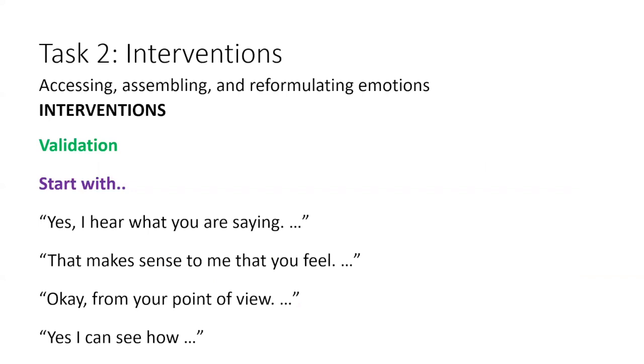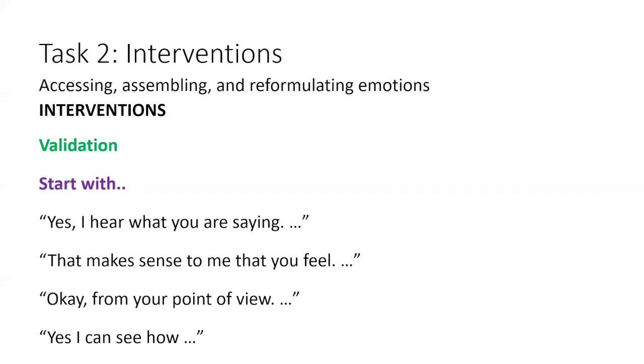So here are the typical things we do when we do validation. Here are 4 ways to start validation, and they should be used most of the time. So start with, yes, I hear what you're saying. Acknowledging that what you're saying, I hear it, there's nothing wrong with it. That makes sense to me that you feel sad or frustrated and disappointed. Okay, from your point of view, and then you continue, from your point of view, it felt really uncomfortable. You didn't exactly know what to do. Okay.